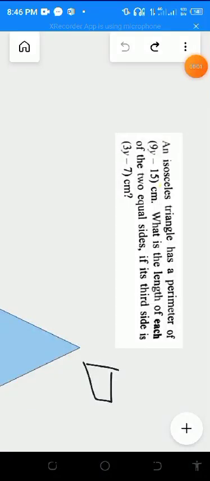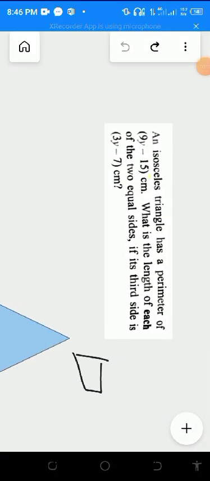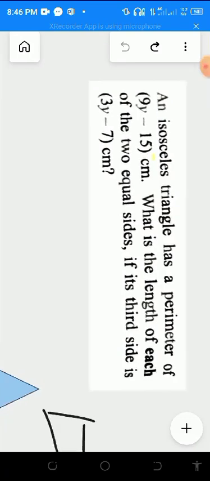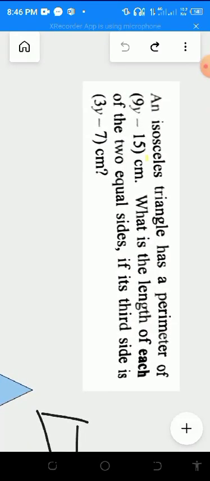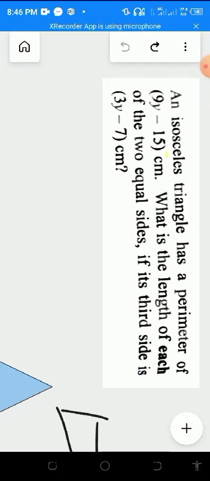Let's see how best you can solve this question. This is a pure exams question, right? An isosceles triangle has a perimeter of 9y minus 15, everything in centimeters. What is the length of each of the two equal sides if the third side is 3y minus 7 centimeters? This is pure mathematics, assuming this is technical.